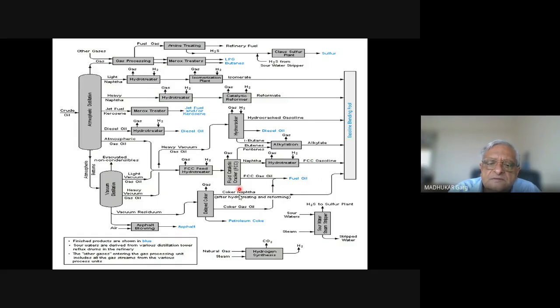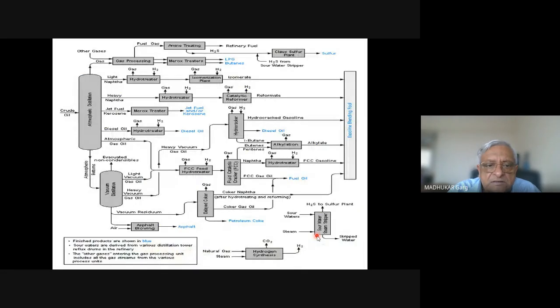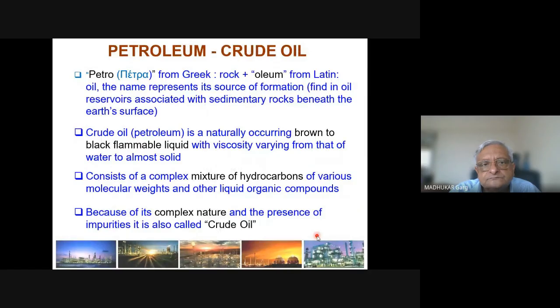So it's a pretty complex flow sheet, but believe me, this is one of the simplest ones. In fact, if you look at the configuration of the Reliance refinery in Jamnagar, that is five times more complicated than this. We will discuss this as we go along, but I just wanted to give you an idea in case there's a curiosity as to where these things come from in the crude oil.